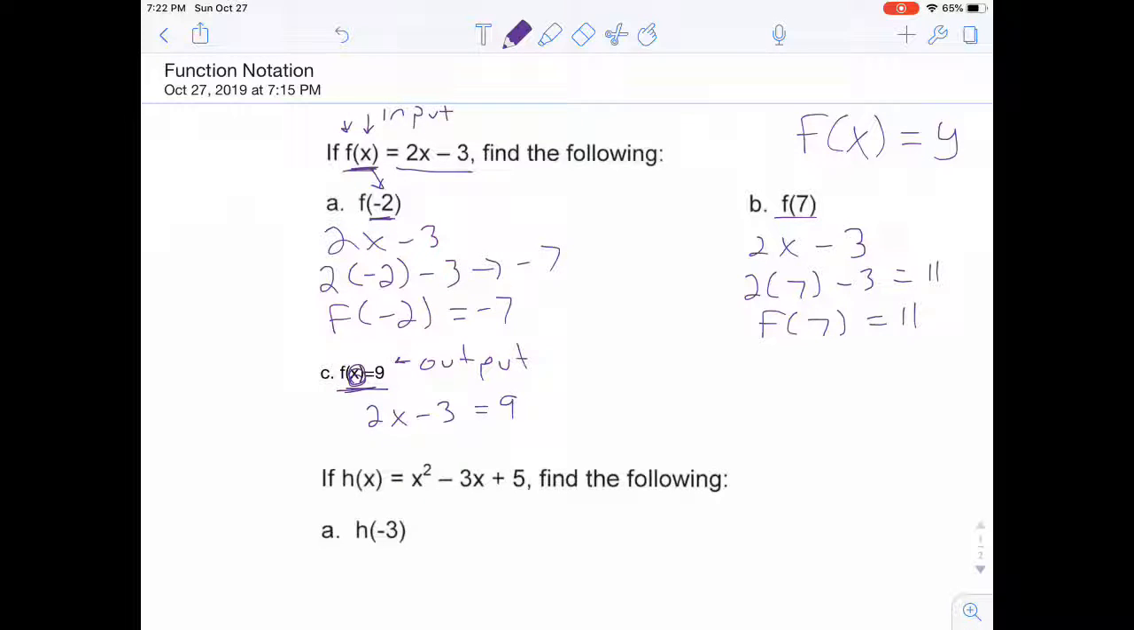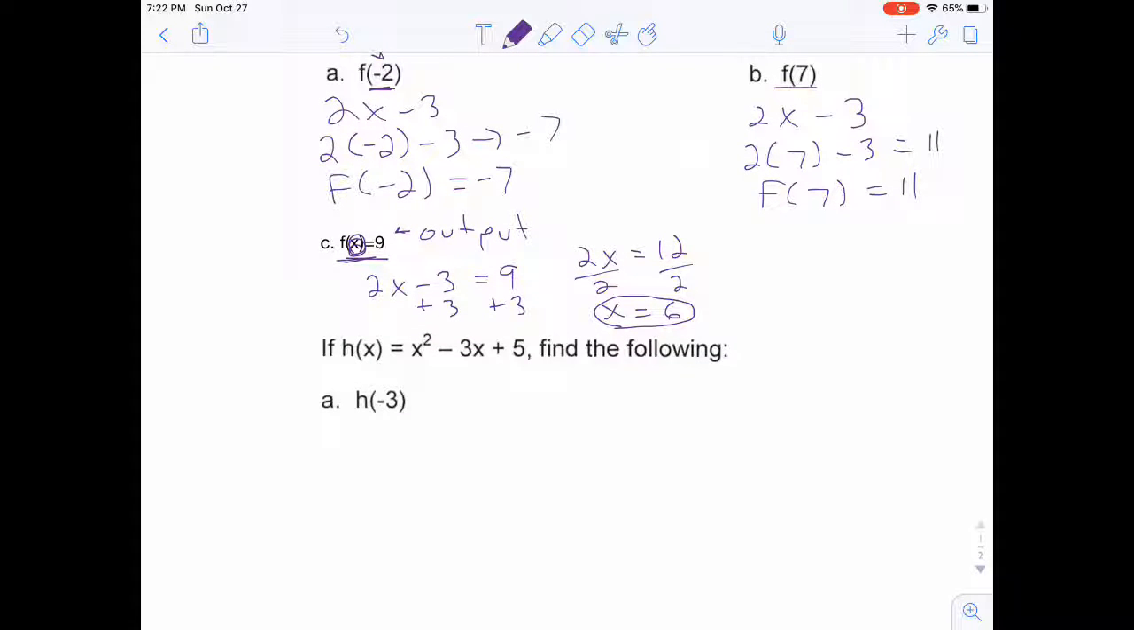So I'm going to solve this just like I would any equation here. I'm going to add 3 to both sides, giving me 2x equals 12, and then divide by 2, giving me x equals 6. So that means the input of 6 would give me the output of 9. And I could always check my work by plugging it in to see what I get.